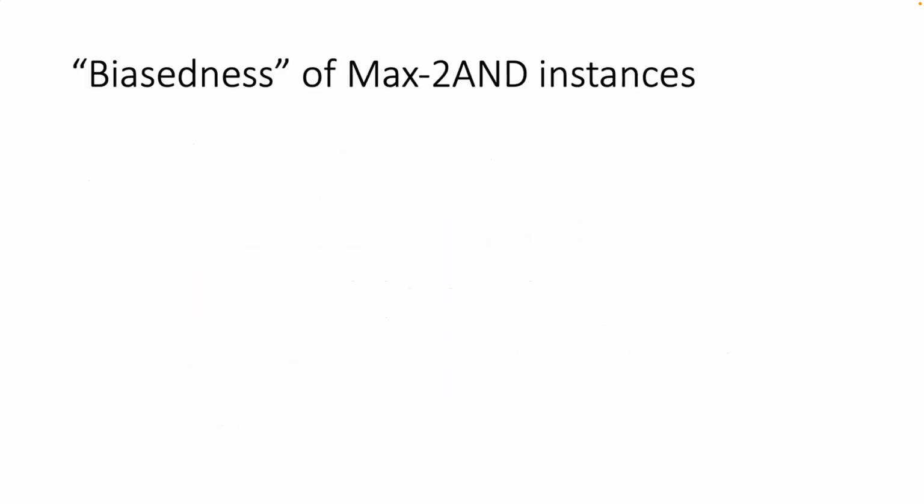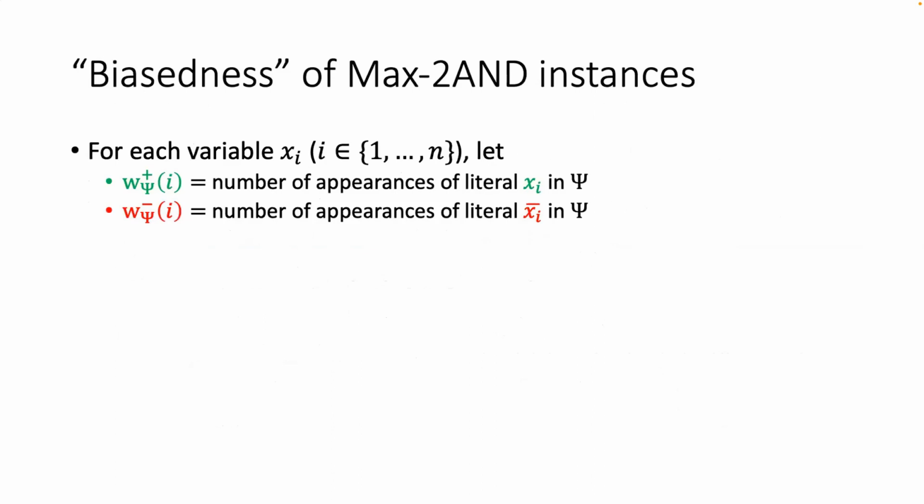Yeah, okay. So in this setting, when we want to design an algorithm for the Max 2AND problem, it turns out to be very convenient to introduce this quantity, which I'm going to call the biasedness of an instance. Okay, so what is this?